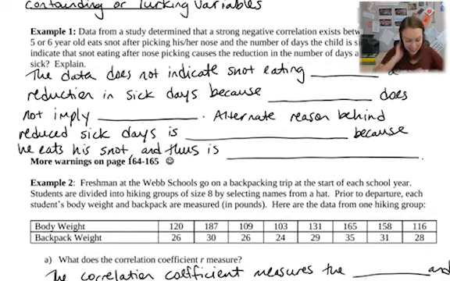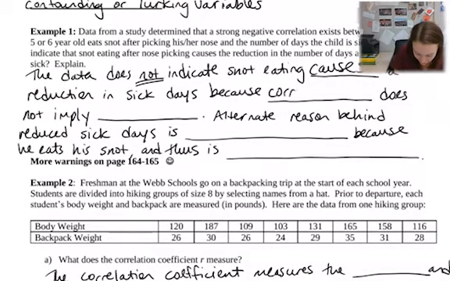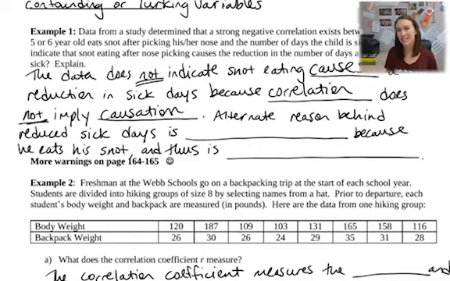So the data does not indicate that snot eating causes a reduction in sick days because correlation does not imply causation. Now, just stating that sentence isn't quite enough. We want to give an alternate reason as to why we might see that happen. So what could be a confounding or lurking variable that could cause that?